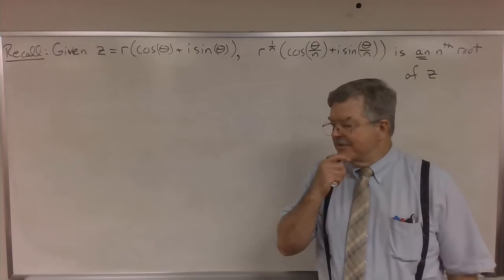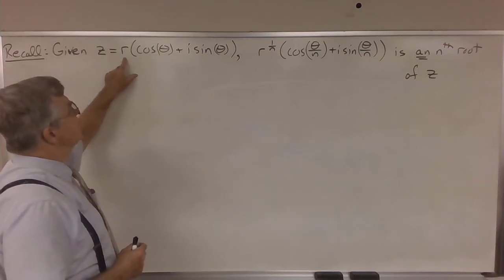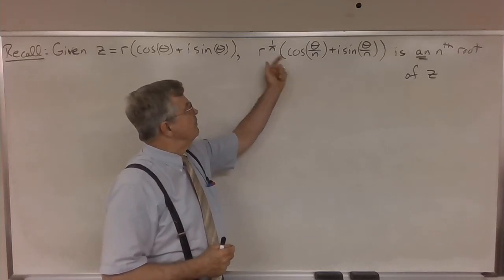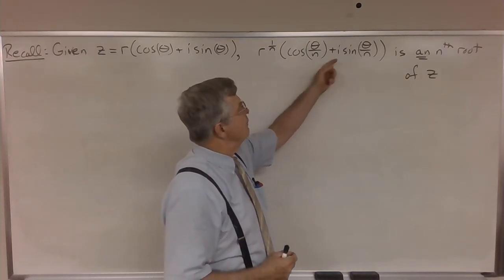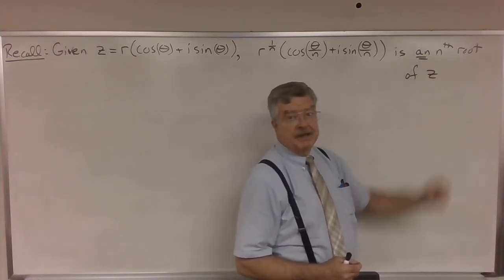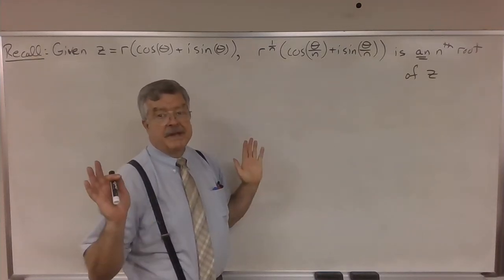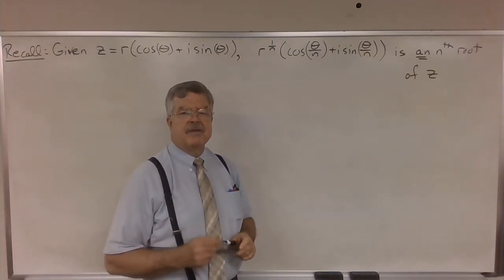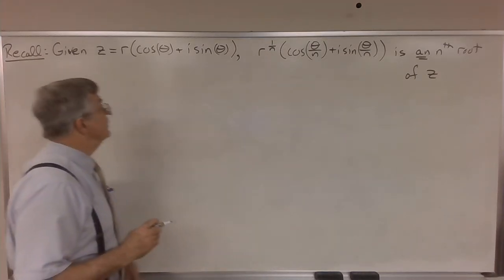And one thing that we want to remember: if we have a complex number z equals r times cosine theta plus I sine theta, then the nth root of the real number r, times cosine of theta over n plus I sine of theta over n, is an nth root of z. In other words, if we raise this thing to the nth power, we get z. So I guess the first thing we want to investigate is whether that same thing holds for the exponential form of representing a complex number.